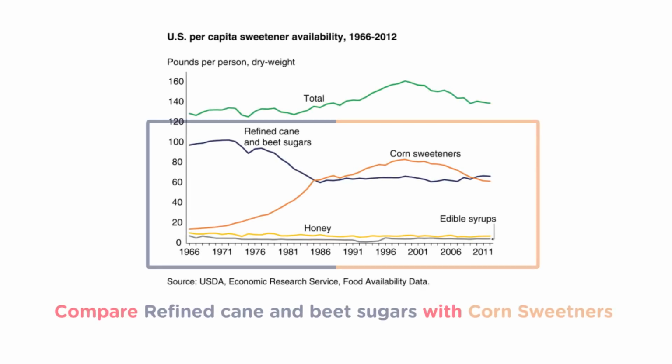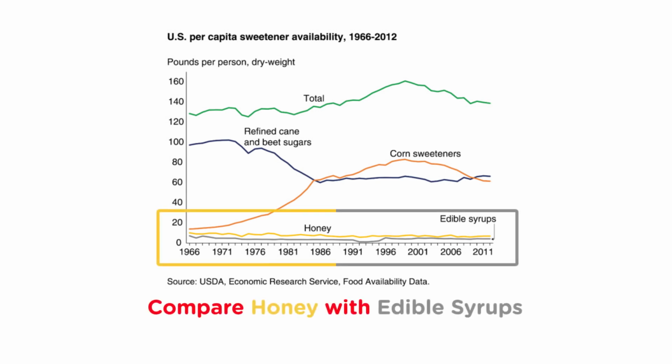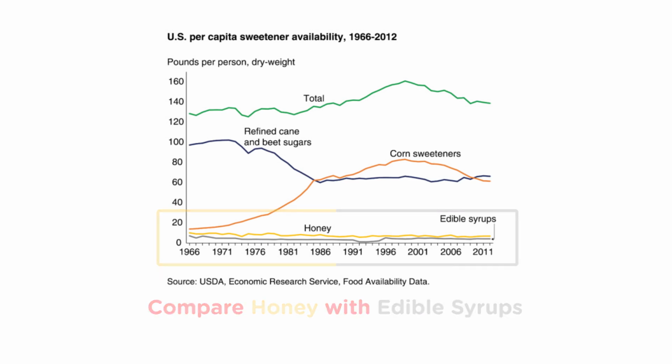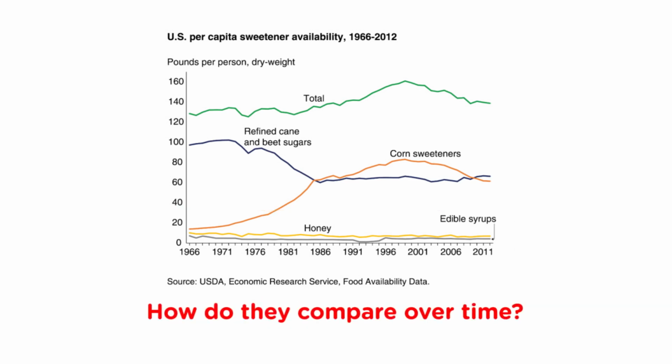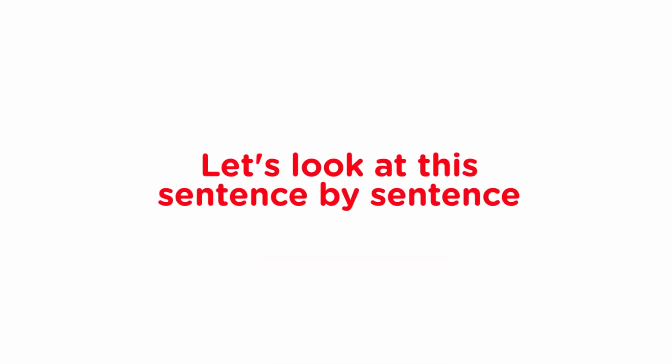So, I want you to compare refined cane and beet sugars with corn sweeteners. And I want you to compare honey with edible syrups. How do they compare over time? Use both the y-axis and the x-axis. Pause the video and have a go. I'll show you my answer in a minute. Okay, here's what I wrote. Let's look at this sentence by sentence.